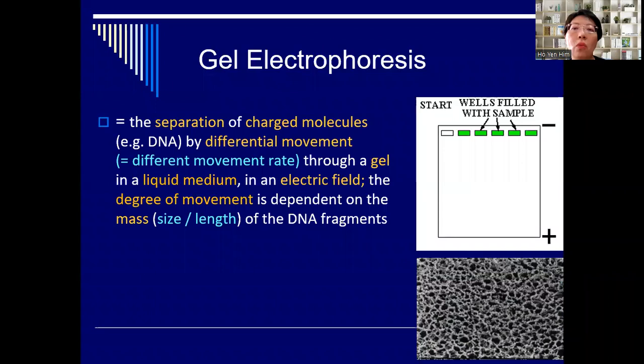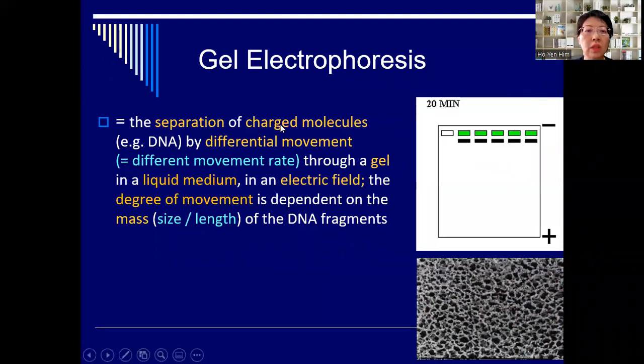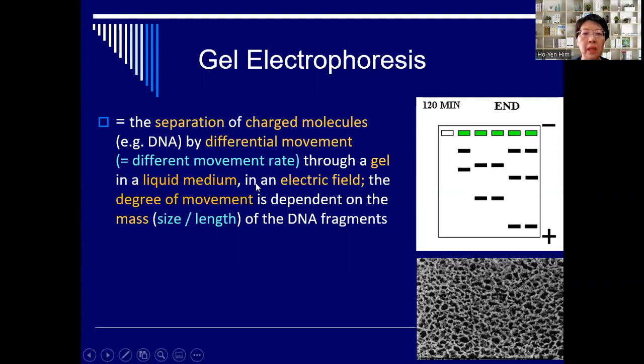So first of all, we need to know the definition of gel electrophoresis, right? It is a separation of charged molecules, for example DNA, by differential movement. Differential movement means different movement rates through a gel in a liquid medium in an electric field, and the degree of movement is dependent on the mass. Mass means either the size or length of the DNA fragments. So this is a full definition. I'm going to explain the detail now.